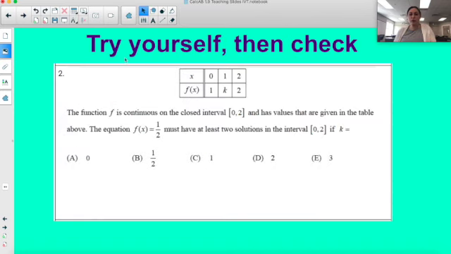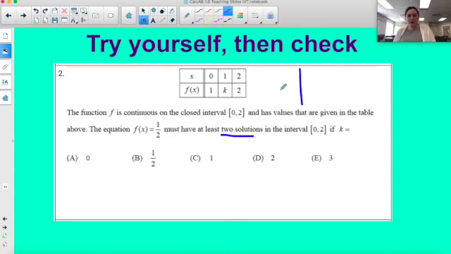Okay, this one's a little tricky. I'm going to do it with you. Actually, try it first, and then we'll go over it. Okay, going over it. The function f is continuous from 0 to 2 and has values that are given in the table above. The equation f of x equals a half must have at least two solutions on the interval from 0 to 2, so if k equals.